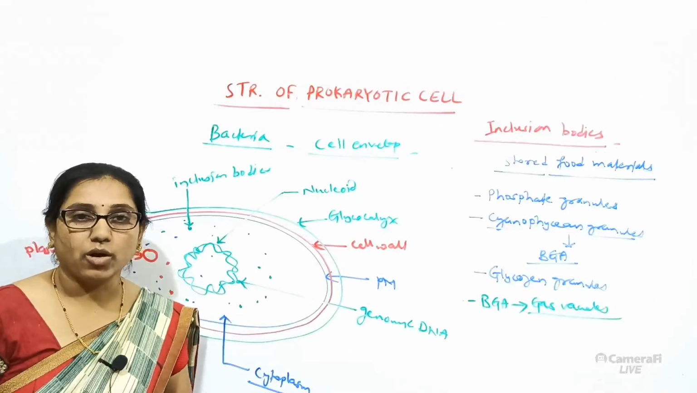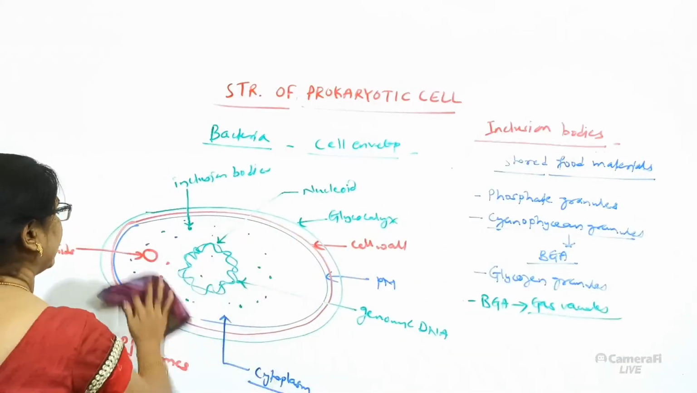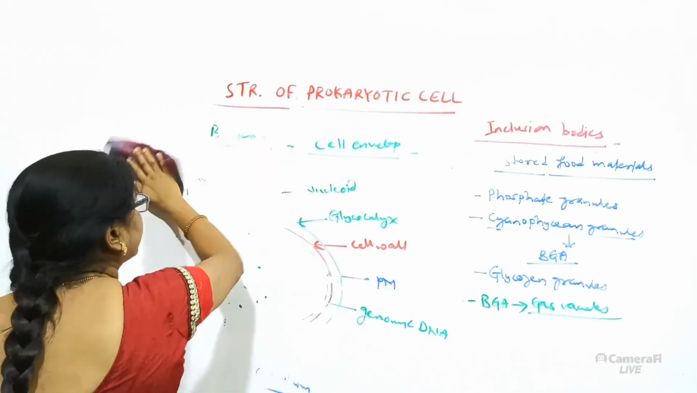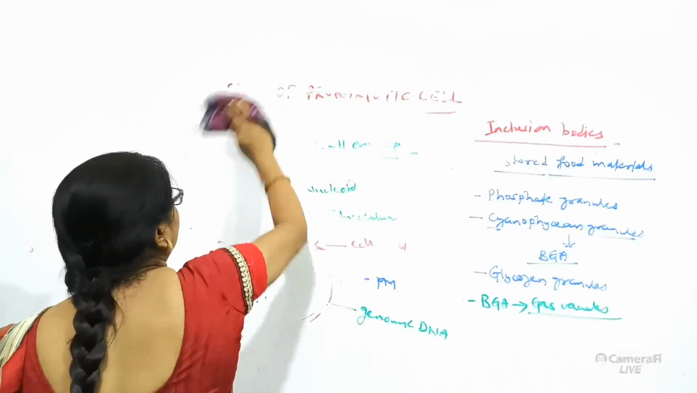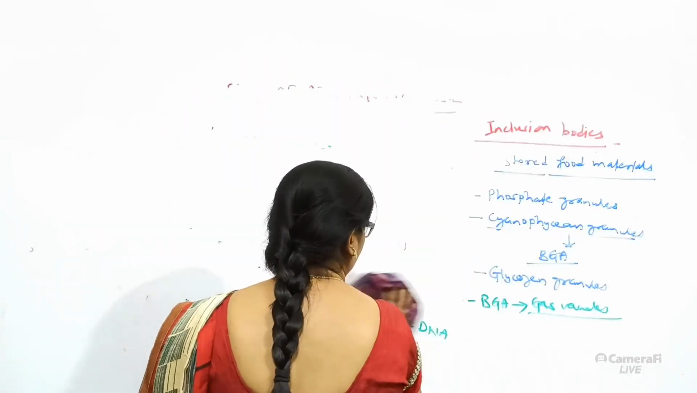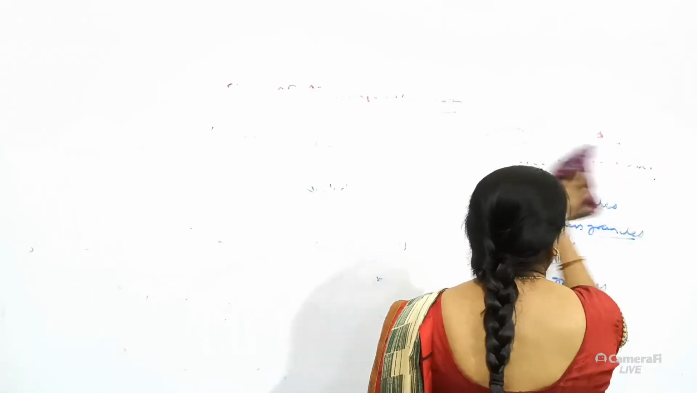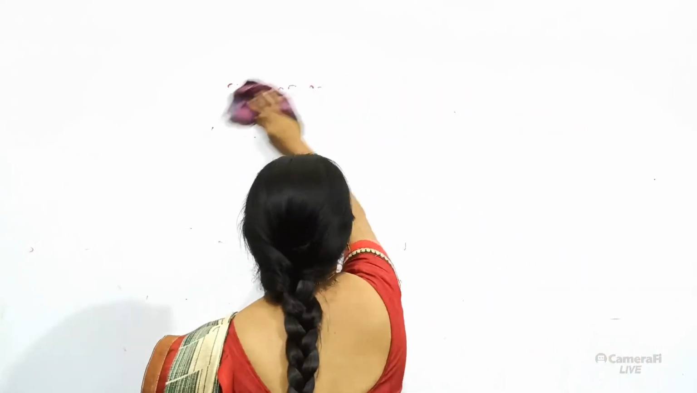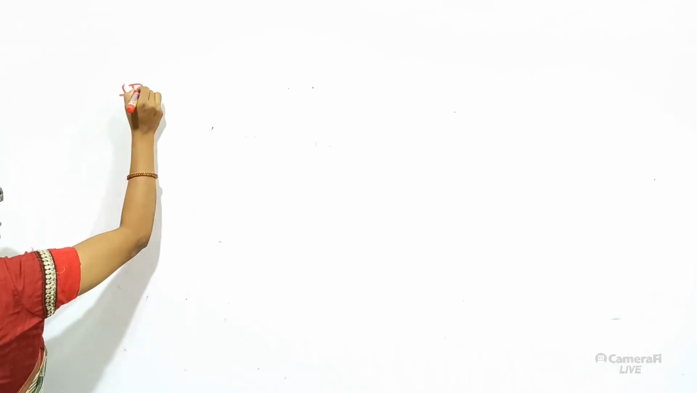Now, we'll start with the study of eukaryotic cells. So, the next part of our topic, eukaryotic cells. The next one is the structure of eukaryotic cell.